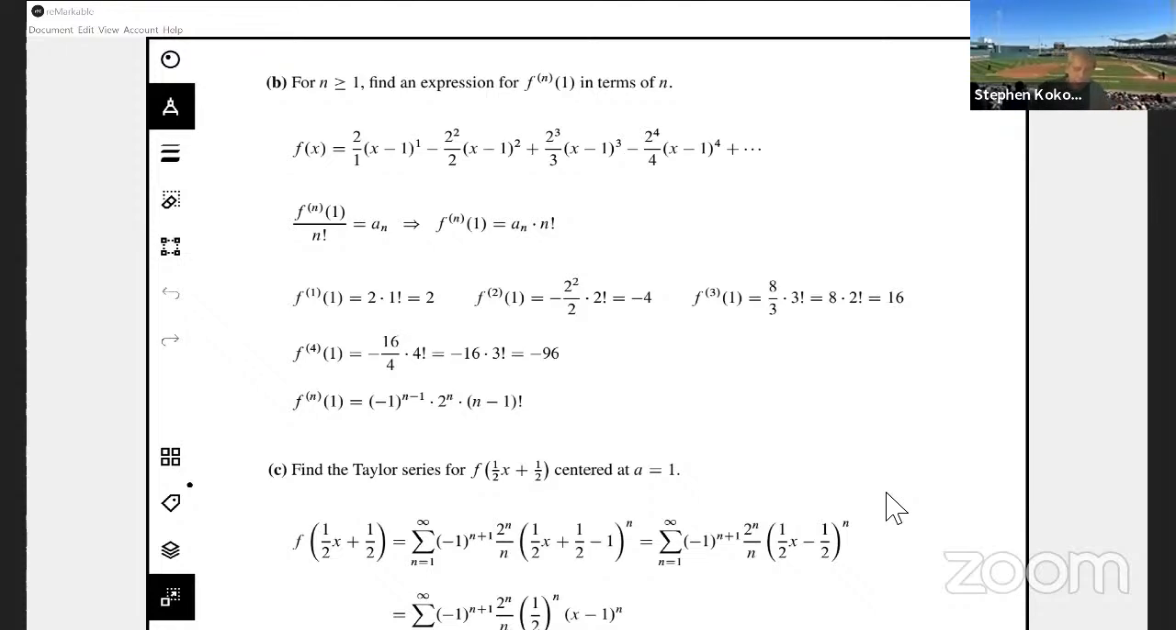What I did is I first tried to write out several terms in the Taylor series. That's this line. And I know if it's the Taylor series for this function f, I know that this coefficient a sub n out in front must be equal to the nth derivative of f at 1 divided by n factorial. And remember, this is what I'm trying to find an expression for. So that means that the nth derivative of f at 1 is a sub n times n factorial.